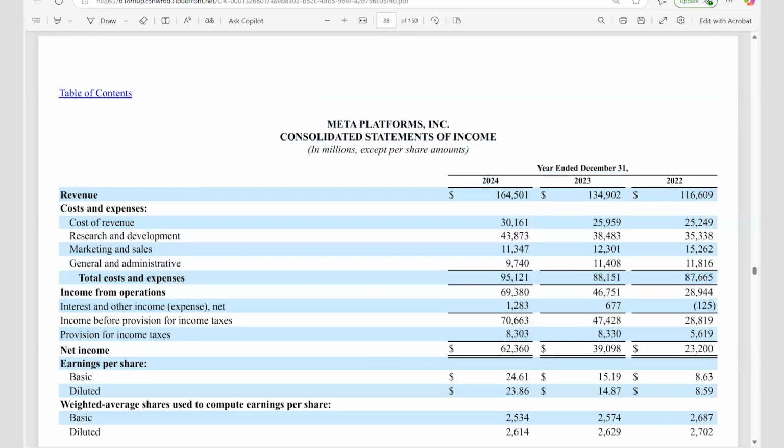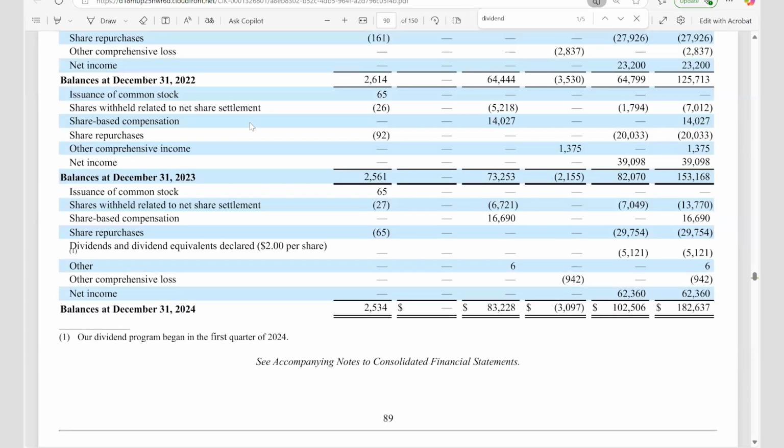So come to the annual report. I would say that everyone should do a Control F. Control F is a search option, find option. Write "dividend" and keep searching till you get the dividend policy for the company.